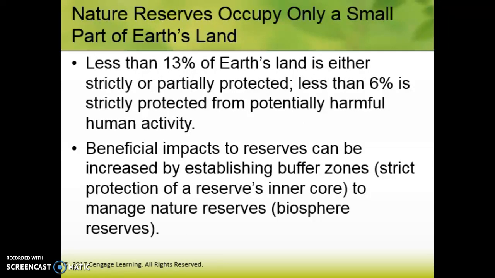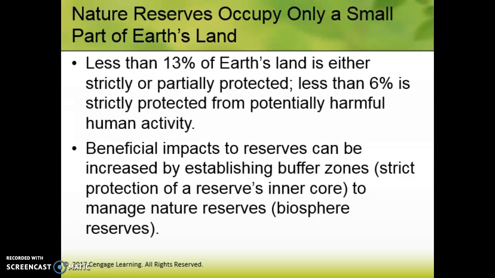Less than 13% of Earth's land is protected. Less than 6% is strictly protected from potential harmful human activity. Of course, that doesn't mean climate change or any of the things that we are doing to the planet, but it's in that specific spot. So beneficial impacts to reserves can be increased by establishing buffer zones. That's something that Costa Rica does really, really well.